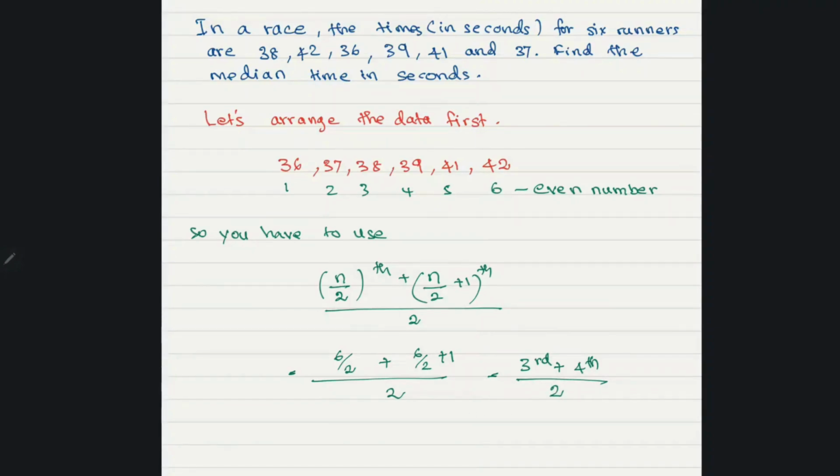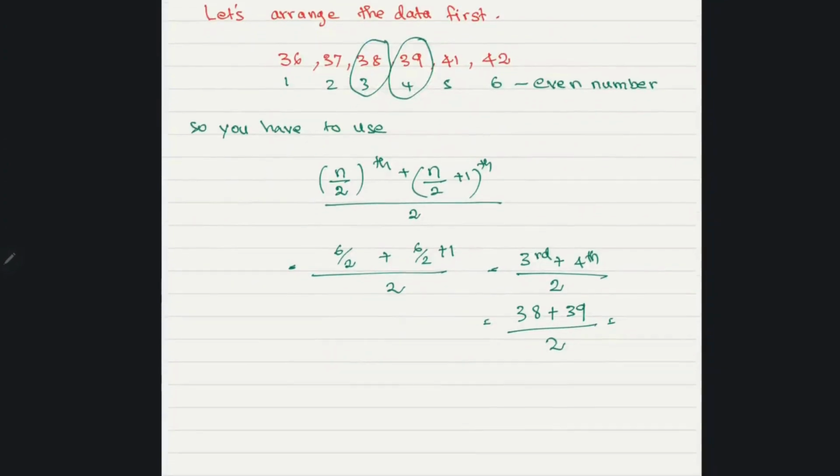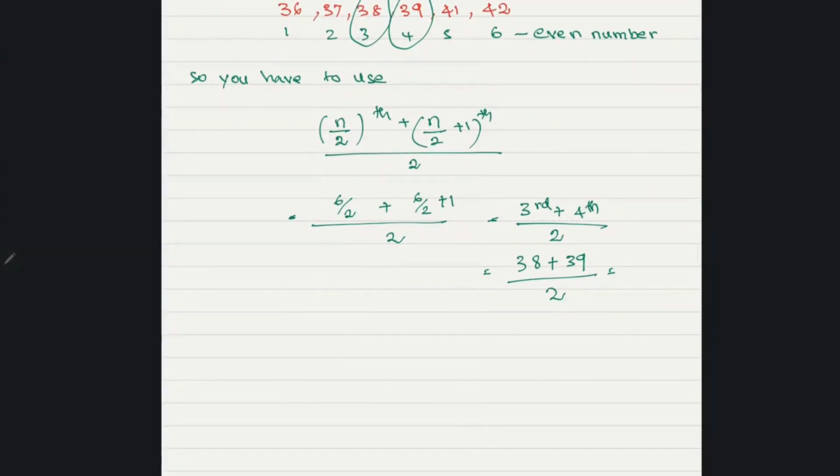So the third element is 38 and the fourth element is 39. So you have to add 38 and 39 and divide them by 2. So the value is 38.5. So the median time in seconds is 38.5.